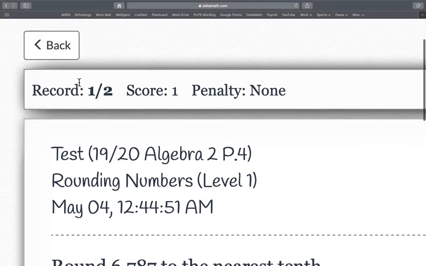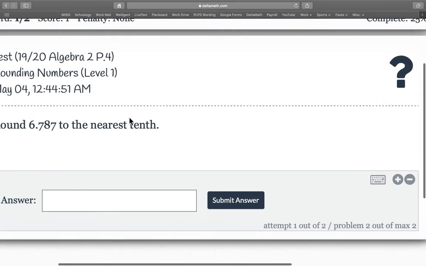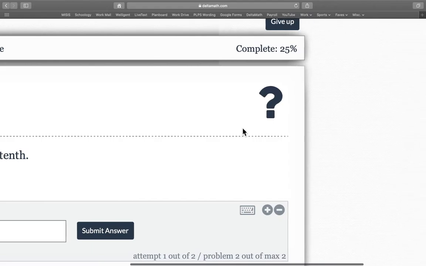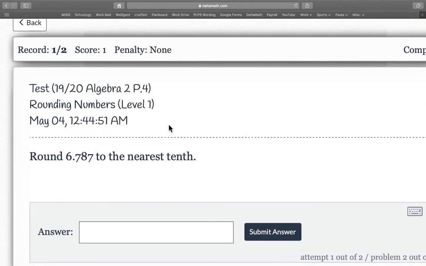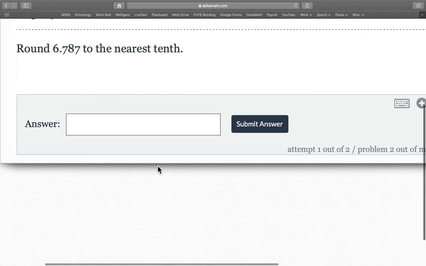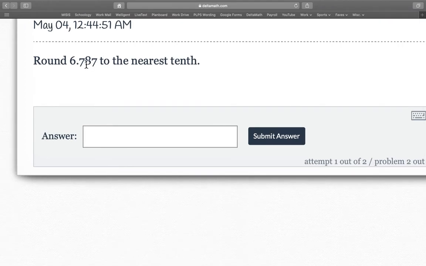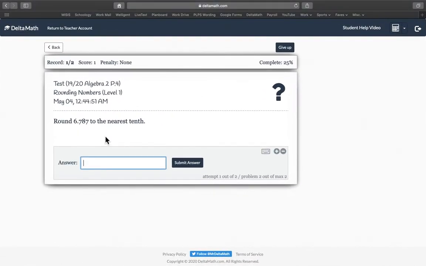Now, as you can see, I got 1 out of 2 points so far because I got the first one right. Now, this is my second problem. I'm not going to see any more problems beyond this because it's only max 2 problems, right? But I am going to get 2 chances to solve this. So, round to the nearest 10th. This is the 10th place here. That means the 8 is going to tell the 7 to go to an 8. So the answer is 6.8.